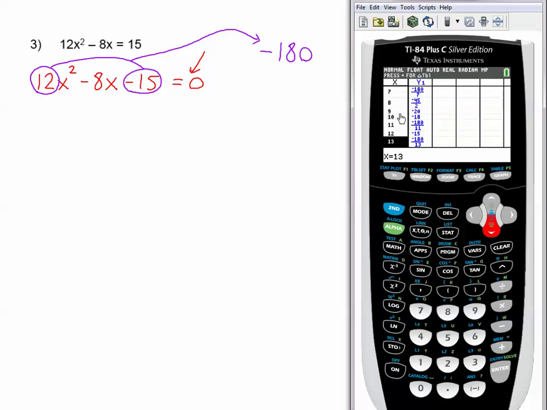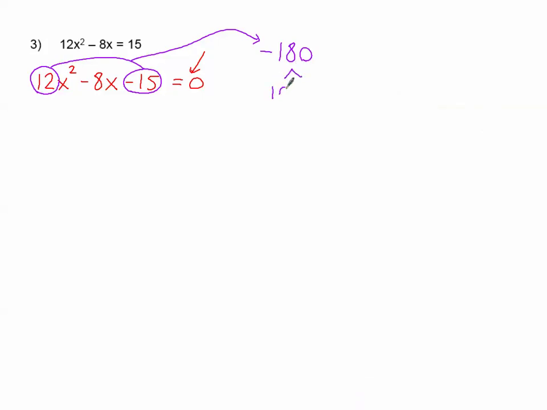Let's see. 9 times negative 20, but that would add up to negative 11. I'm getting closer. 10 and negative 18. 10 and negative 18 add up to negative 8, so that's the pair that I'm interested in. So I've got 10 times negative 18. That multiplies to negative 180 and adds to negative 8. So that's the pair that I need. I'm going to take negative 8x and rewrite it as 10x minus 18x. So feel free to use the calculator to help you find the factors that will work.